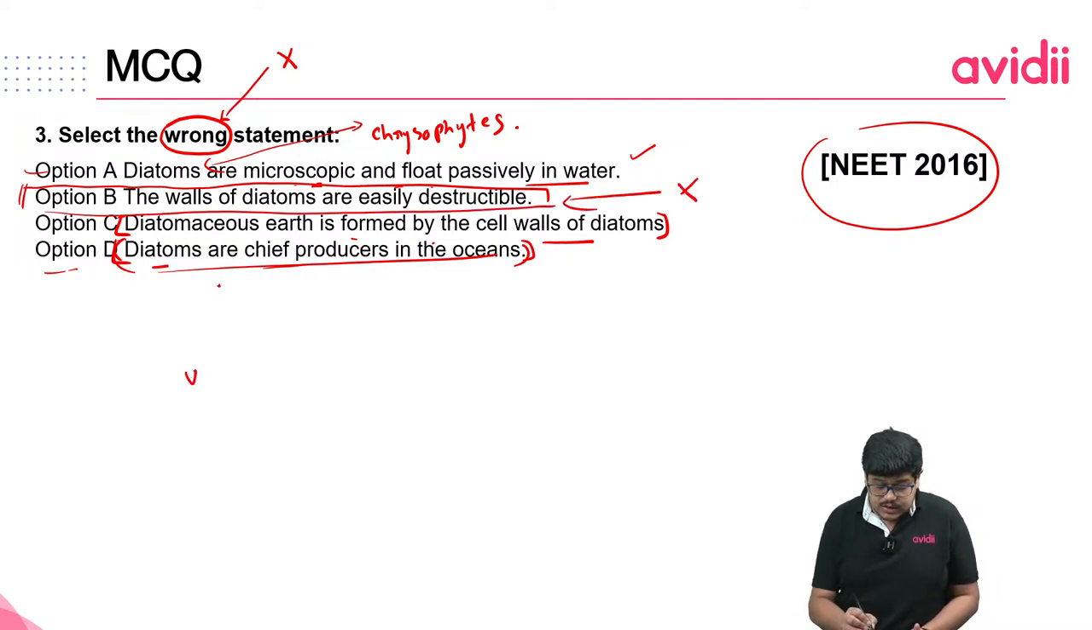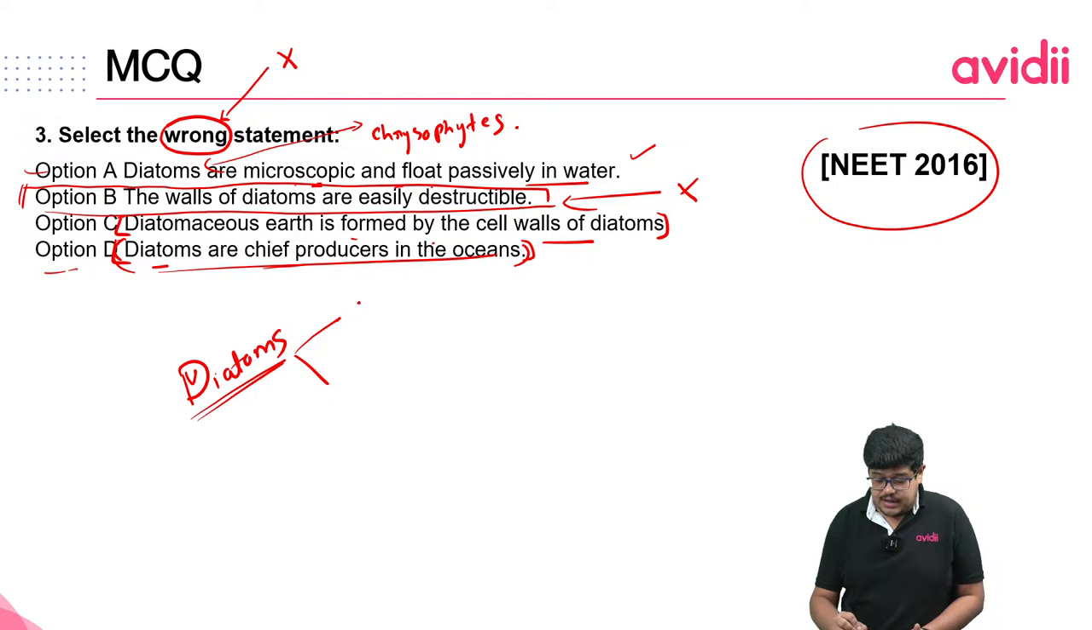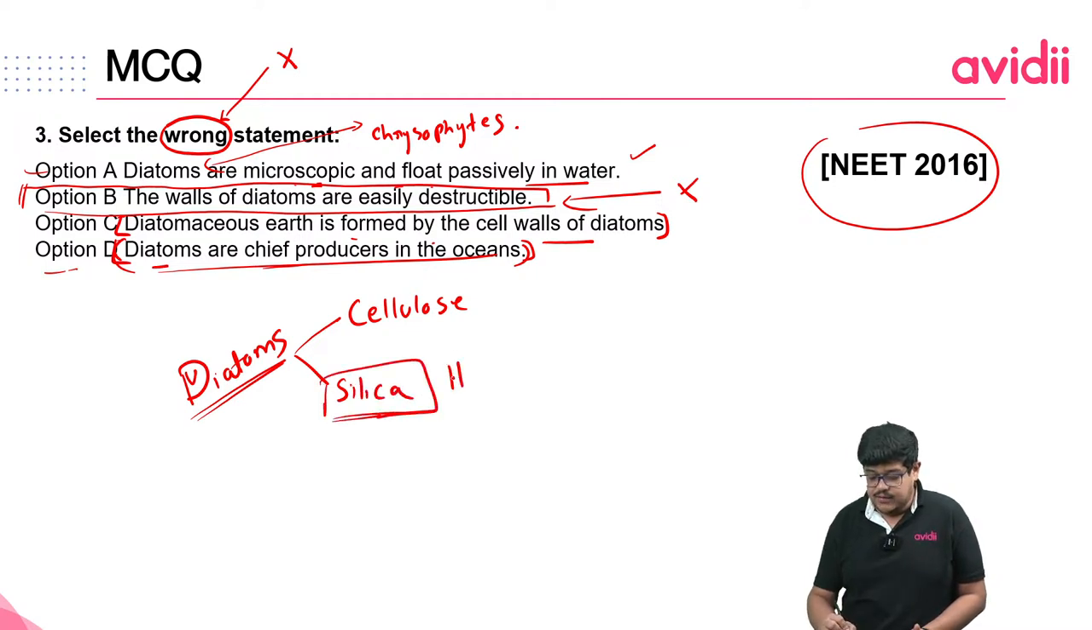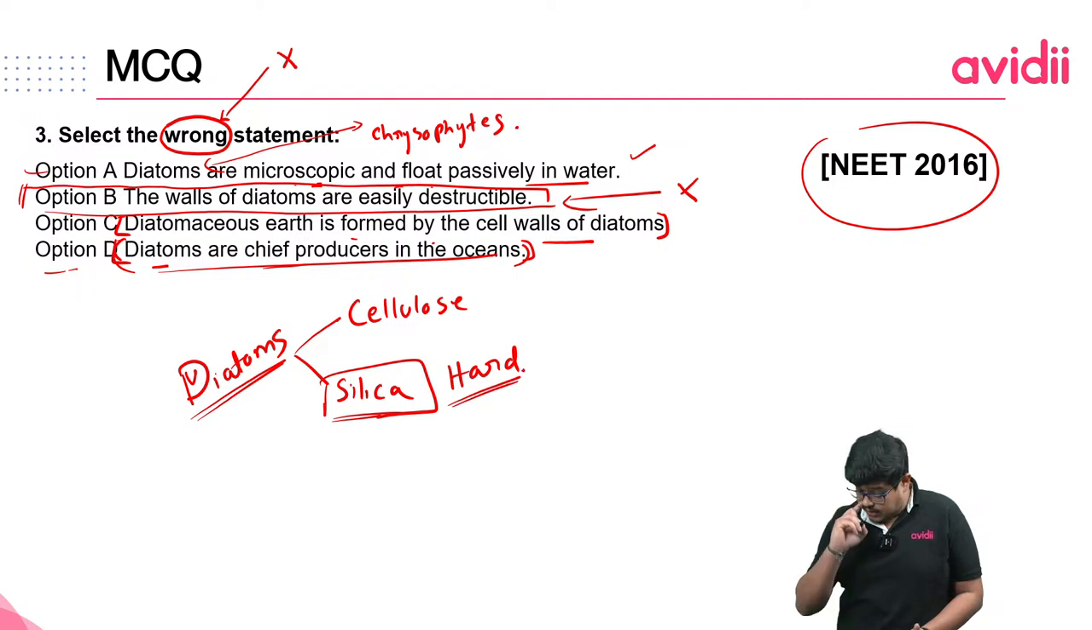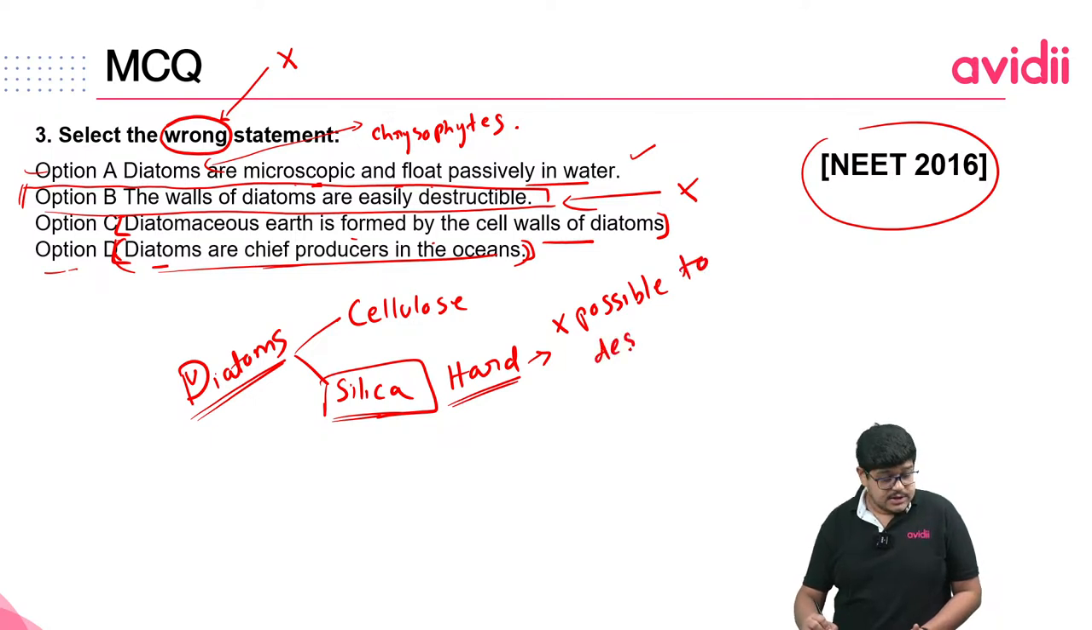Because the walls of the diatoms, अगर हम देखें, the walls of your diatoms is phytoplankton. If we are observing the walls of the diatom, they are having two groups. One is cellulose, another one is impregnated with your silica. And this impregnation with the silica makes their cell wall very hard. As it makes their cell wall very hard, it is not possible to destroy them easily, okay?